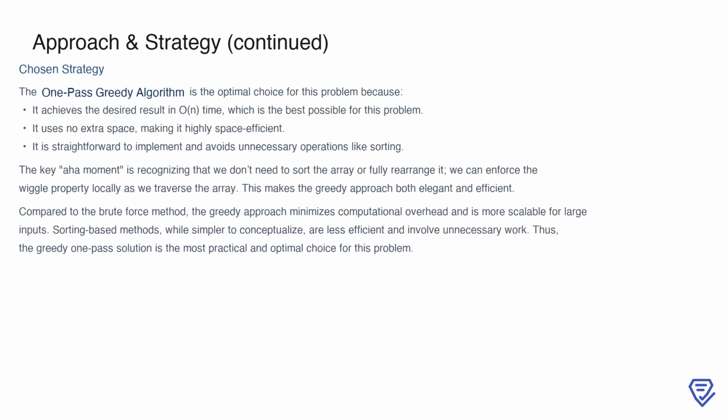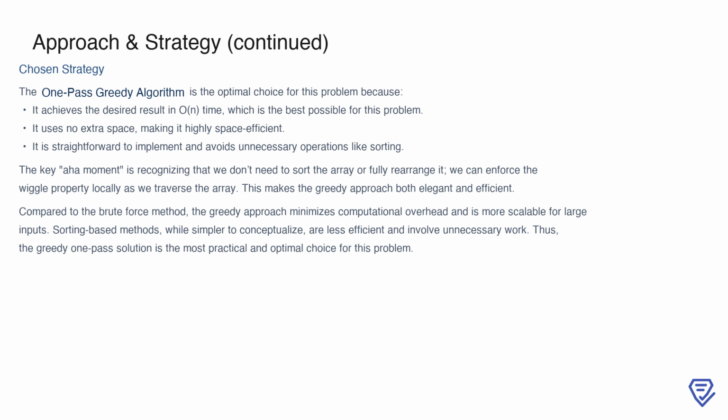The one-pass greedy algorithm stands out as the optimal strategy for solving the wiggle sort problem. It achieves the desired result in O(n) time, which is the best possible for this problem, and it uses no additional space, making it highly efficient. Another key advantage is its simplicity. It avoids unnecessary operations like sorting and focuses solely on enforcing the wiggle property dynamically during a single traversal.